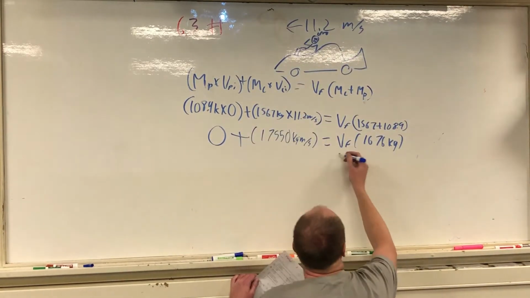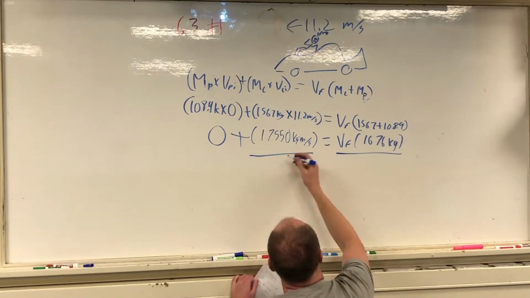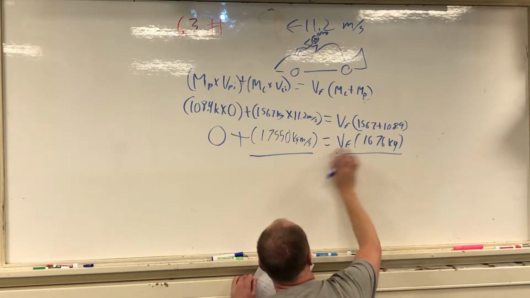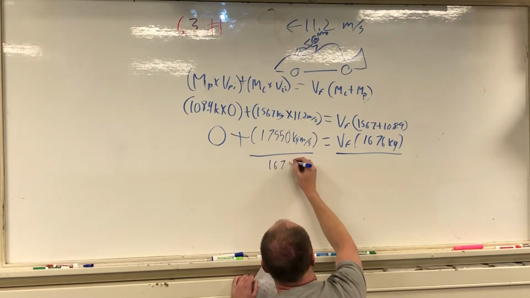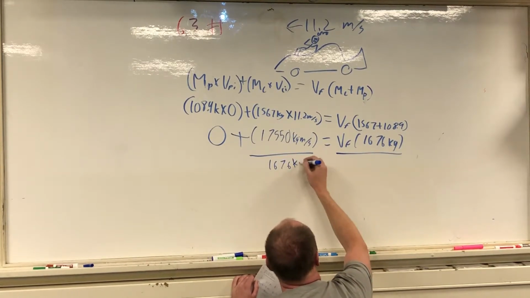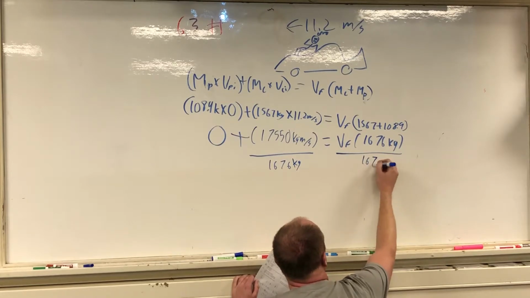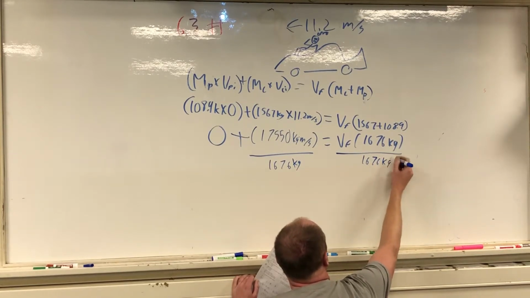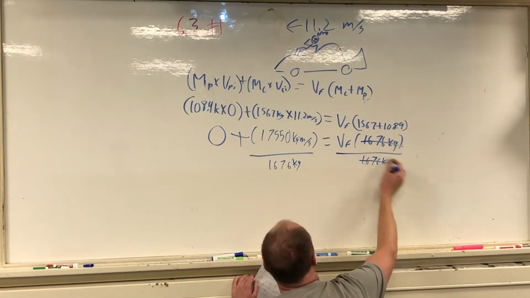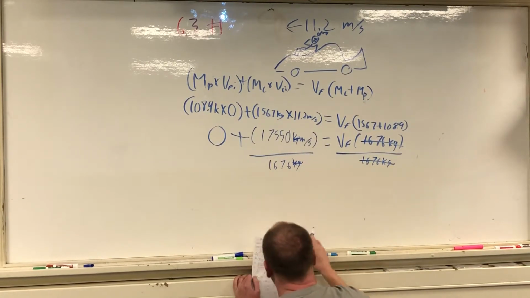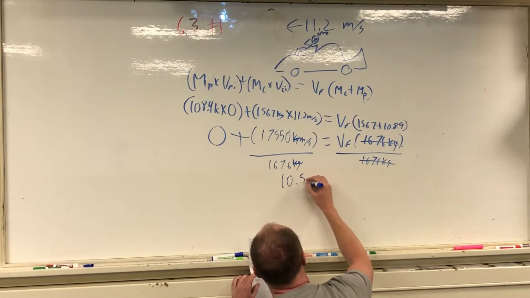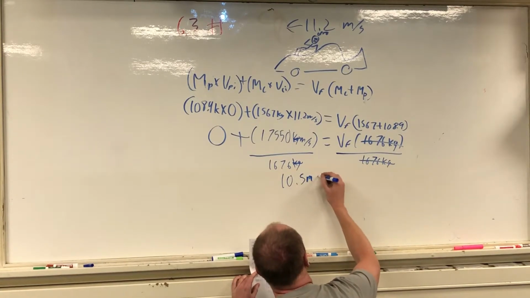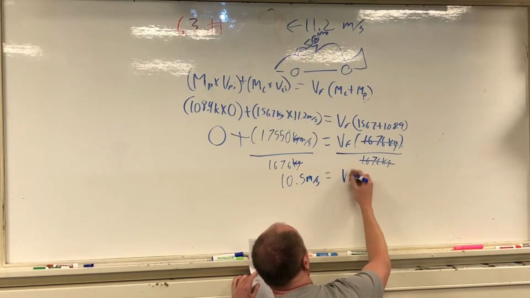Now, if I divide both sides by the mass of us two together, 1676 kg, the kilograms cancel. And what do we get? 10.5 meters per second is equal to our final velocity.